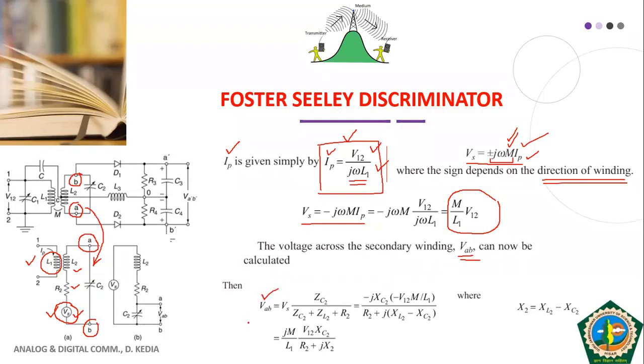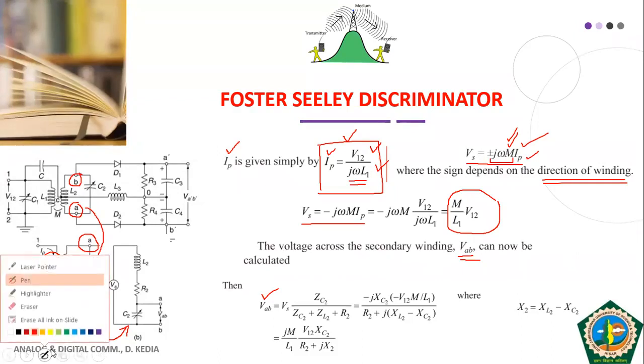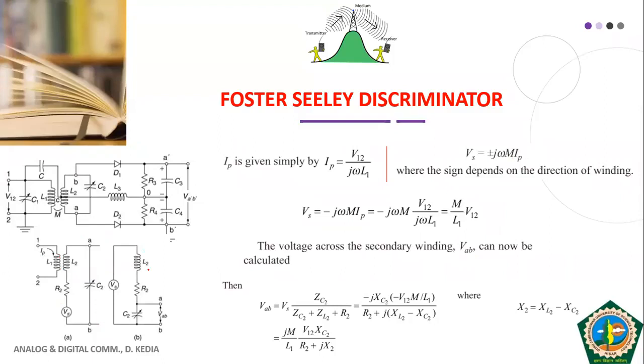See how VAB is calculated. This secondary coil has again been redrawn like this. I think you can see that this circuit and the earlier circuit are one and the same thing. All that we have done is that VAB is the voltage across C2, and the rest of the portion we have redrawn to make things clearer.